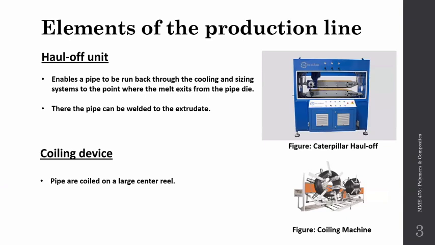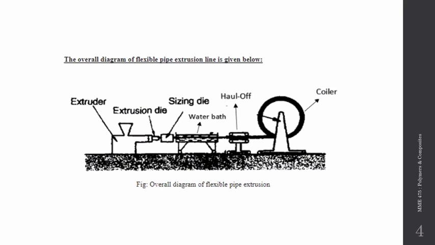Haul-off unit enables a pipe to be run back through the cooling and sizing system to the point where the melt exits from the pipe die. Coiling device: pipes are coiled on a large center reel. So this is the overall diagram of the pipe extrusion line given below.